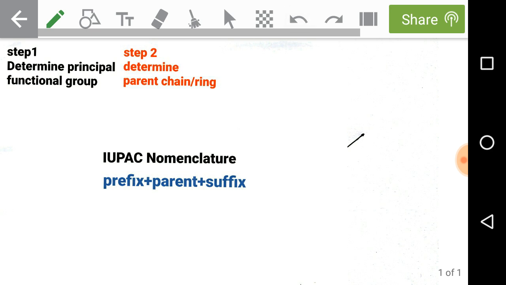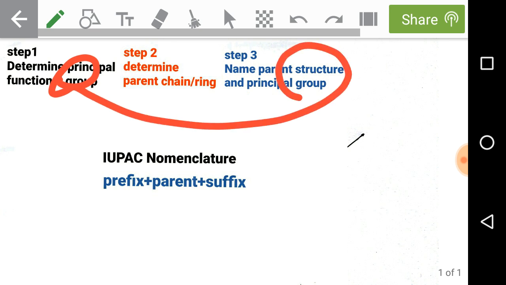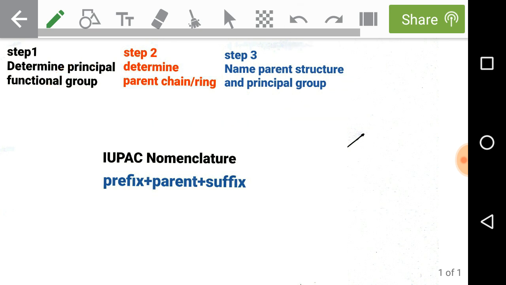The third step is to name the parent structure and principal group. As we said in the principal group determination, after finding the principal functional group, we need to give it a name according to its suffix, and we need to give the parent structure.